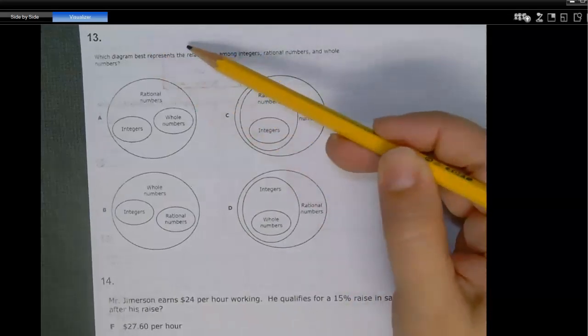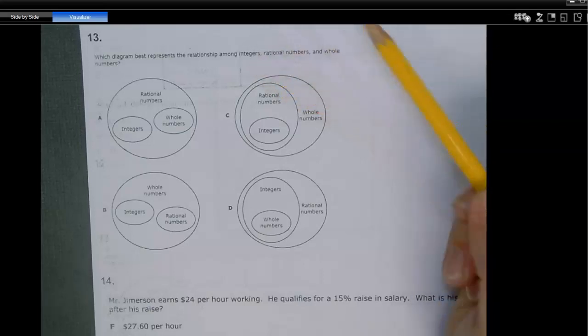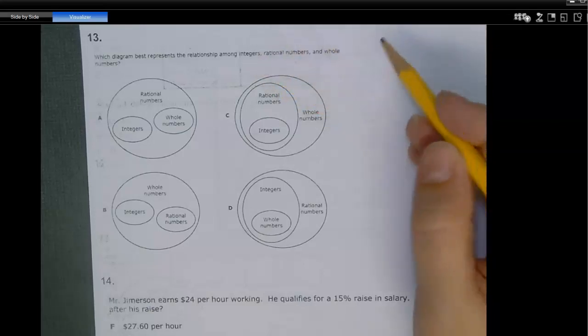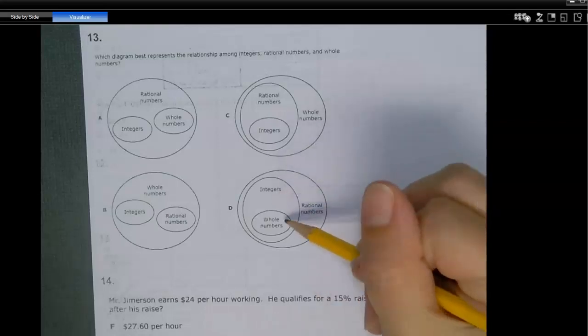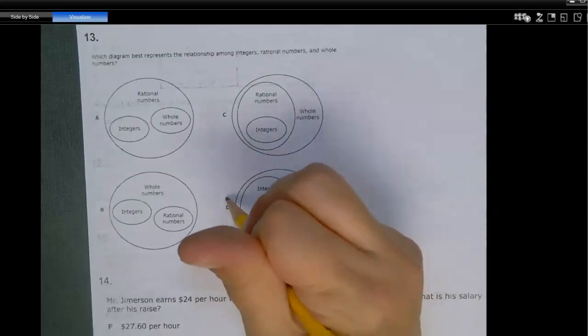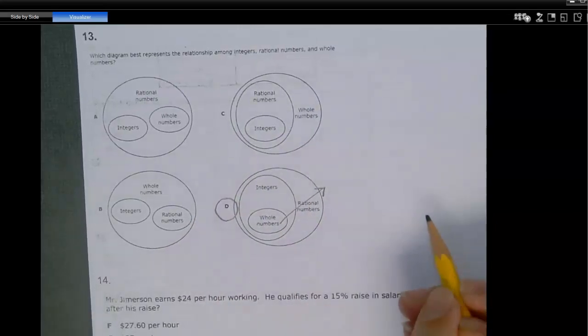All right, which diagram best represents the relationship among integers, rational numbers, and whole numbers? Okay, remember that they are all rational numbers. And then we have integers, and then we have whole numbers. That would be D. Remember that it is a progression, okay?